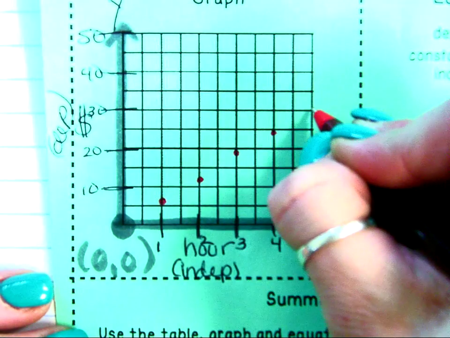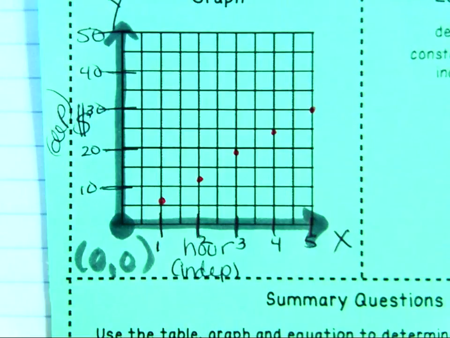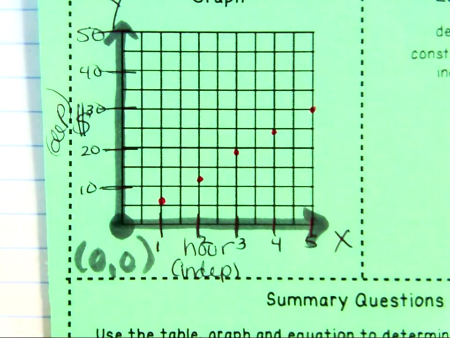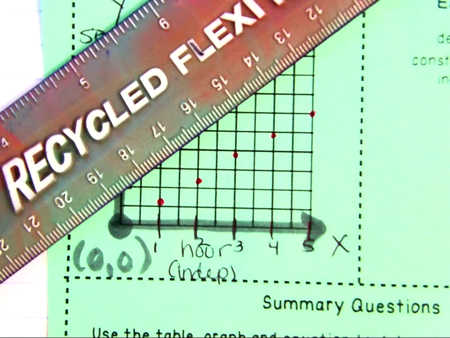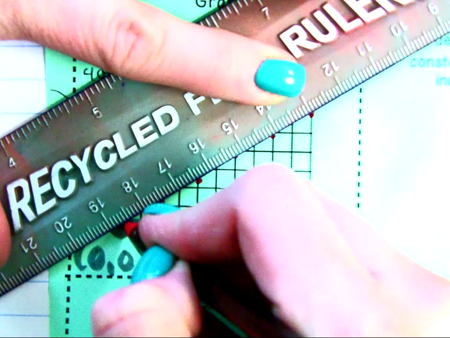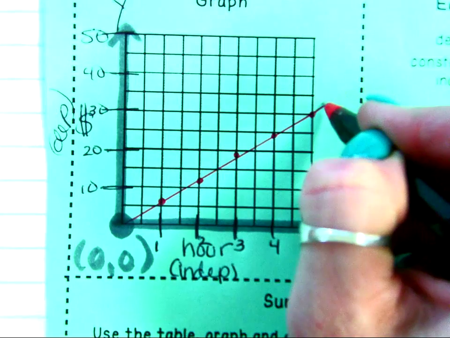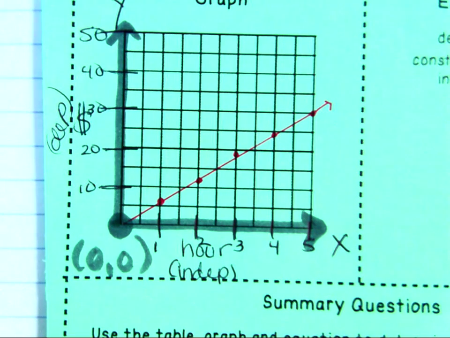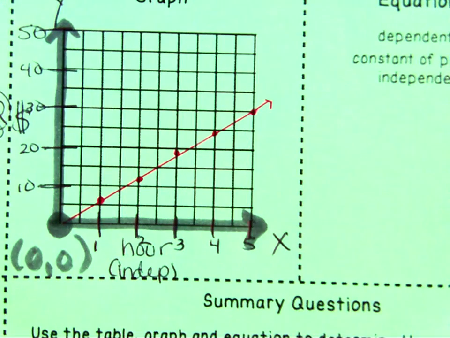Remember yesterday when I asked you, if I put my ruler down, do you think every single point will touch it? It had better, because it's a proportional relationship. Okay, and I'm going to put an arrow there because that's going to keep going. The more hours she works, that amount just keeps increasing by the same amount. Okay. The equation might very well be the easiest of the three.